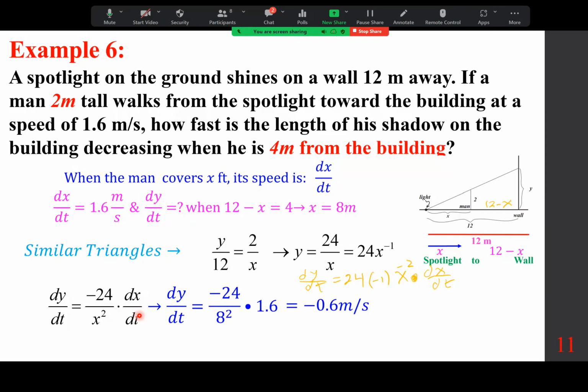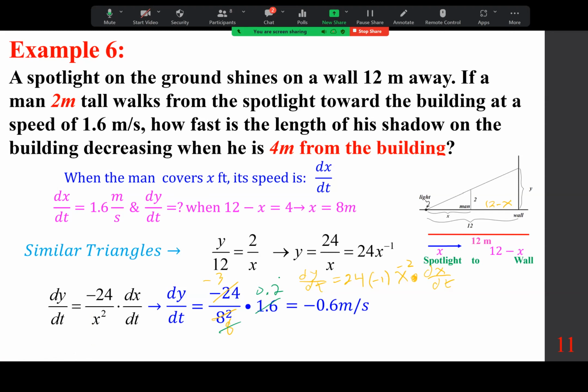We end up with -0.6 meters per second. You can do this simplification. For example, you can drop one of the 8s. This becomes -3. If you assume this is 16, this is 8, you get 2 here, but since it's 1.6, you get 0.2 times -3, which is -0.6 meters per second.